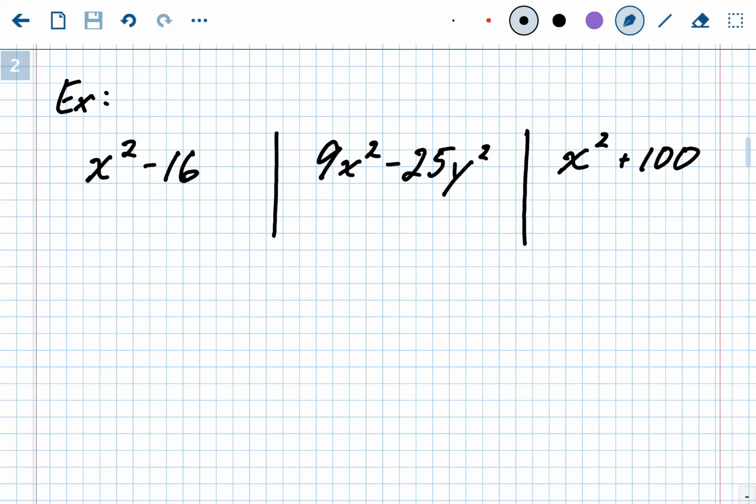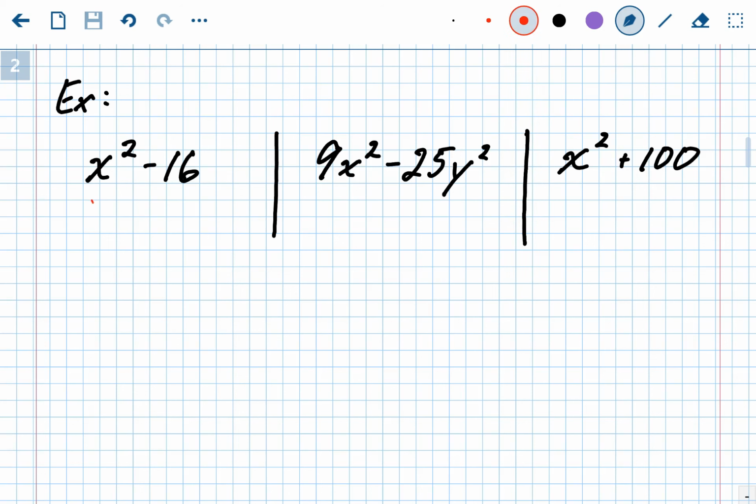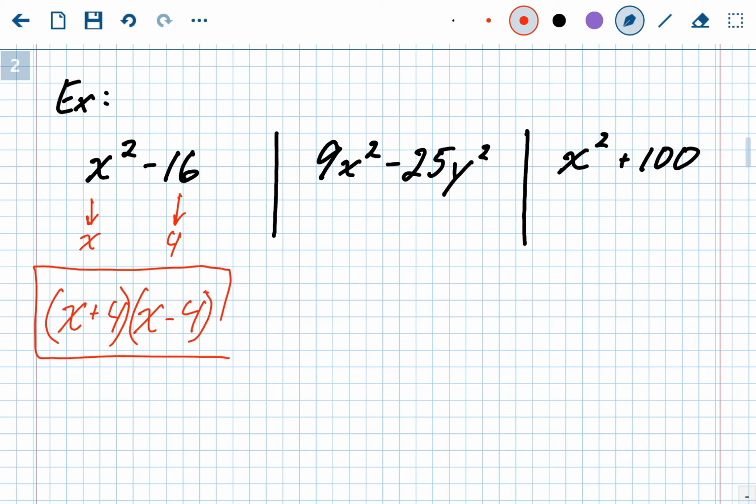Okay, let's look at a couple more with the numbers in. Alright, this first one, x squared minus 16. X squared is a perfect square, 16 is a perfect square. The square root of x squared is x, and 16 is 4 times 4. So our factored form is going to be x plus 4 times x minus 4. And that's factored. Again, you could do a quick FOIL and make sure you get the same answer. If you have the same terms, opposite signs, inside and outside will cancel out, and you'll be left with the original problem.